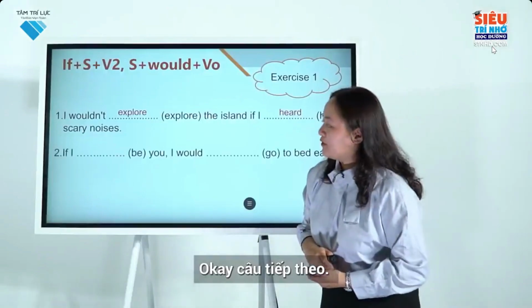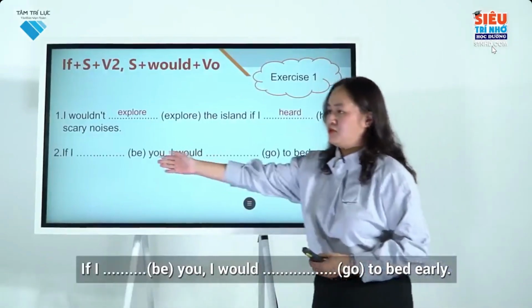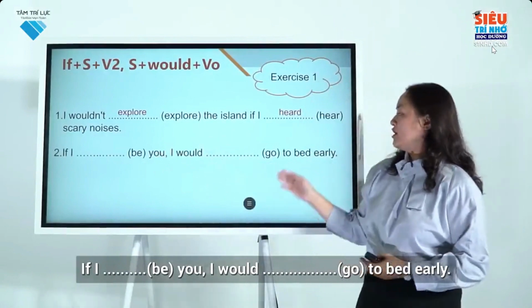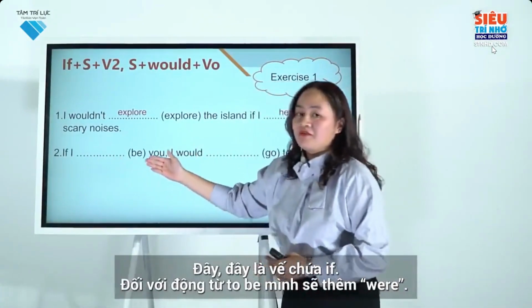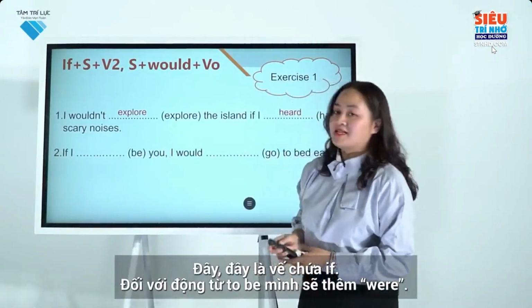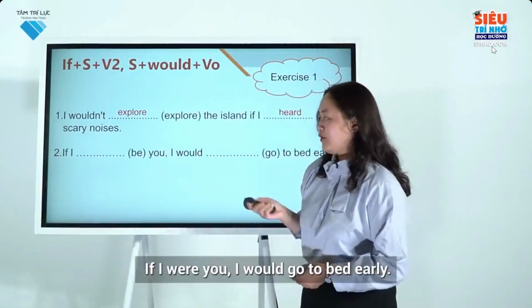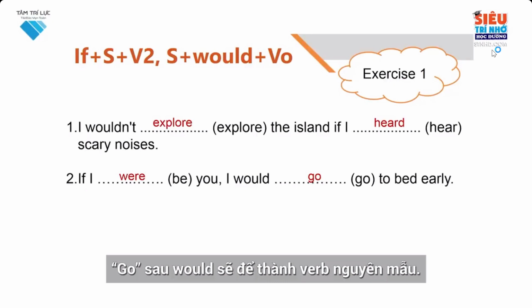Okay, next sentence. If I be you, I would go to bed early. Here is the clause with if. For the to be verb, we will use were. If I were you, I would go to bed early. Go after would is infinitive.